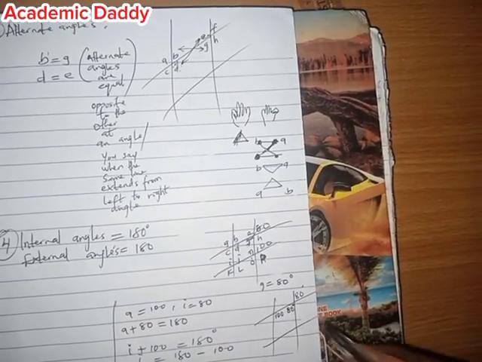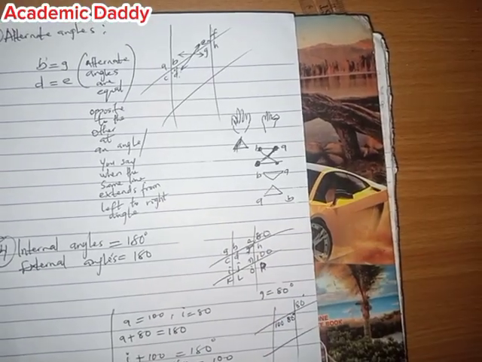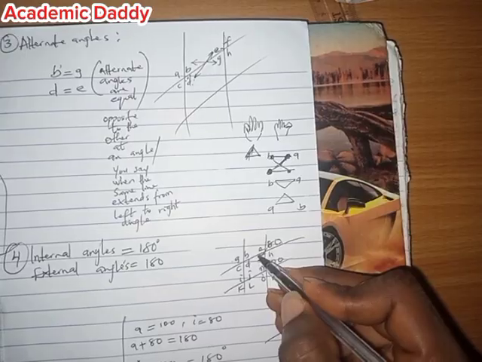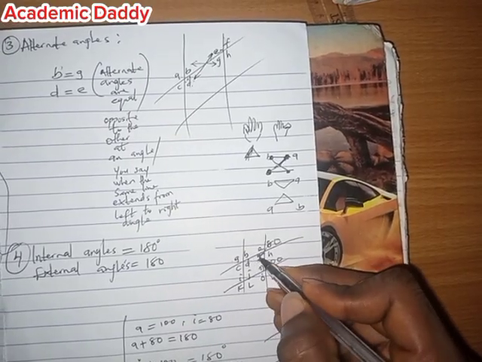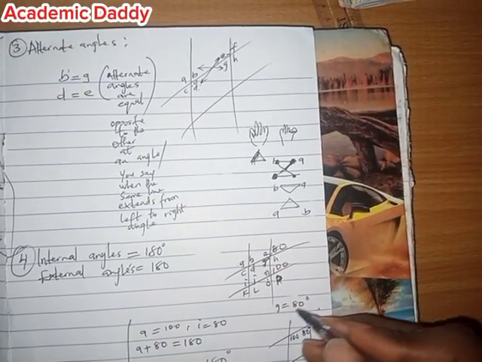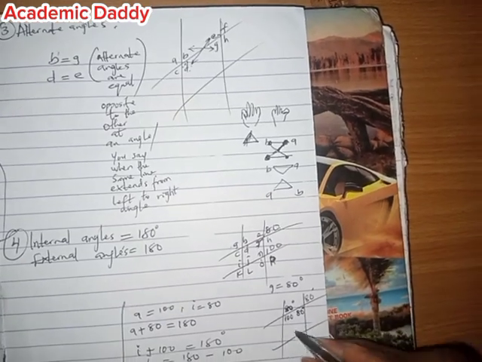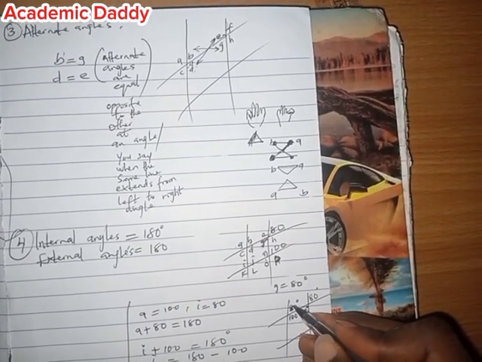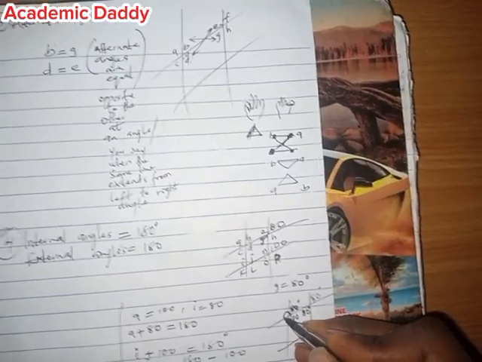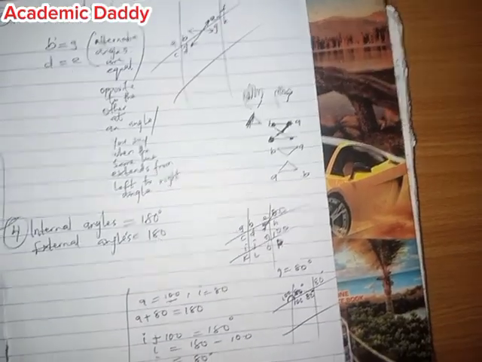Now, if that is true, notice that this G that is 80 degrees is alternate to B, so that means that B will also be 80 degrees. And notice something. If B is 80 degrees, remember that B is adjacent to A, and adjacent angles must add up to 180. So you see that this is 100 remaining. And remember that A is 100.